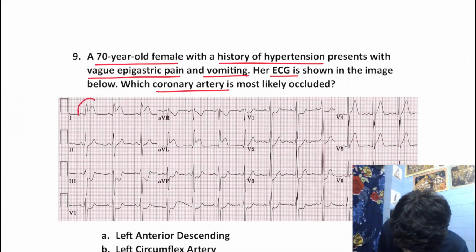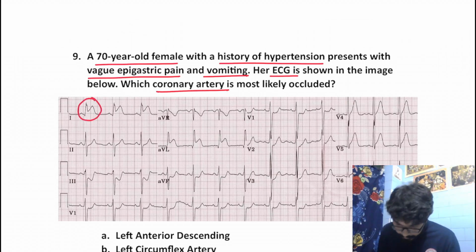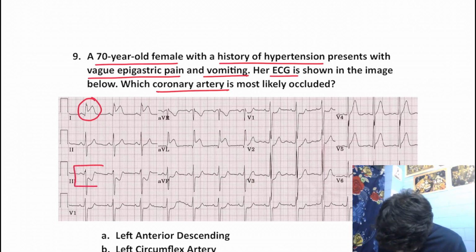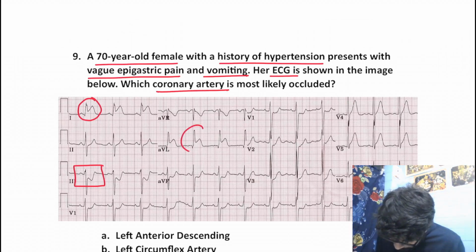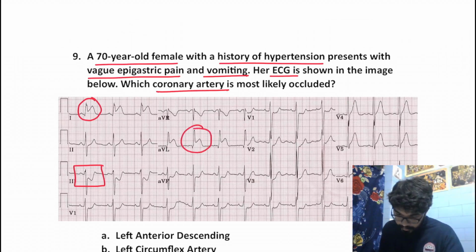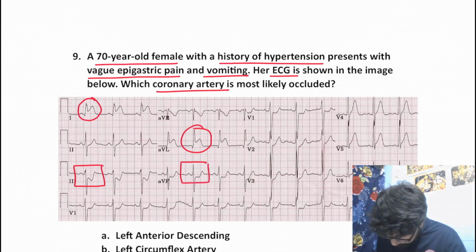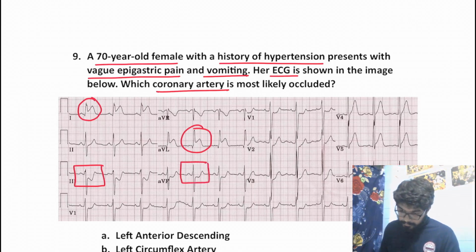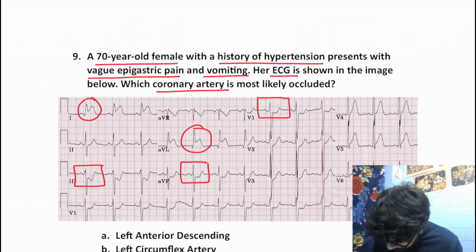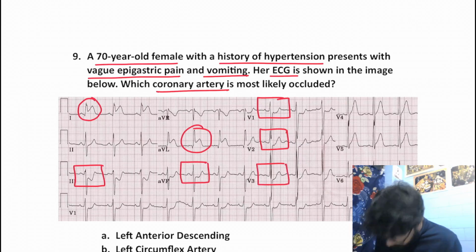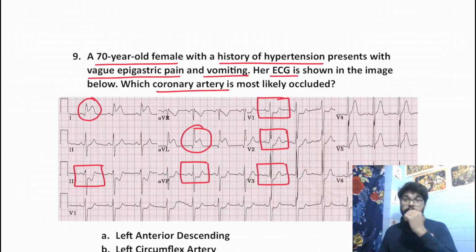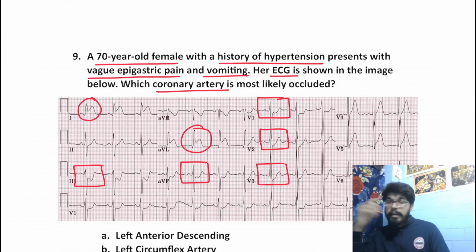We get ST segment elevation in lead 1. Okay. Then we have ST segment depression in lead 3. Then we have ST segment elevation in aVL. Okay. Then we have ST segment depression in lead aVF. Then we have ST segment depression in lead V1, ST segment depression in lead V2, and some amount of depression in V3 as well. So this suggests a lateral wall MI, right?